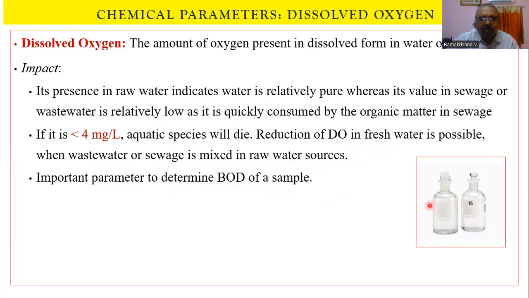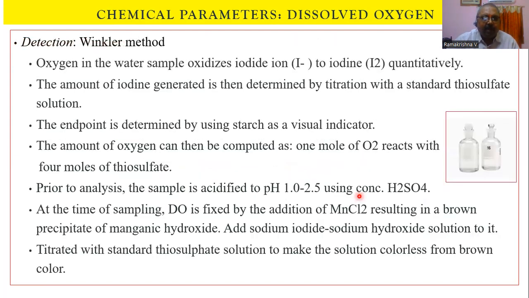So this is a DO bottle. This we normally notice in the laboratory. How are we going to determine this DO? This is called the Winkler method. Oxygen in the water sample oxidizes iodide ion to iodine quantitatively. The amount of iodine generated is then determined by titration with standard thiosulfate solution. The endpoint is determined by using starch as a visual indicator. The amount of oxygen can then be computed, as 1 mole of oxygen reacts with 4 moles of thiosulfate.